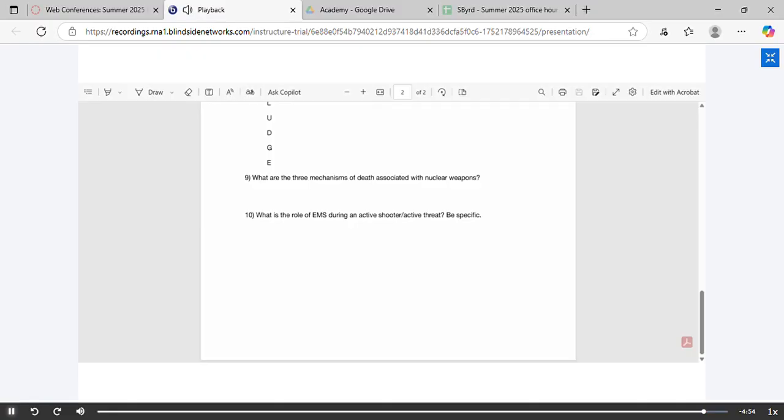And number 10, what is the role of EMS during an active shooter or an active threat? This has evolved over several years, probably in the last 10 years or so, and it's getting really good. It used to be that we really didn't have much to do with that. It was just cops would get on scene and it was a little bit of craziness, when there was no organization to things, or the organization wasn't what it needed to be.